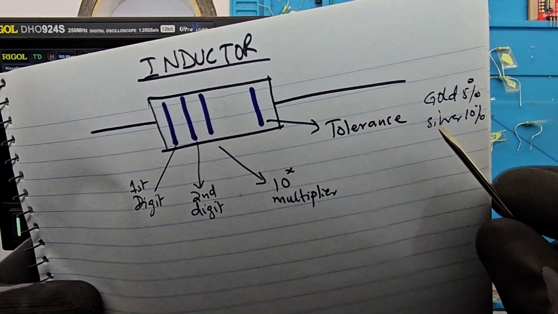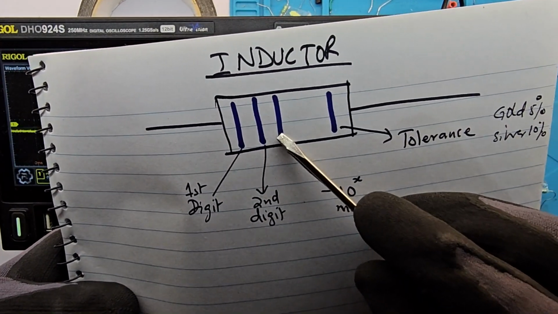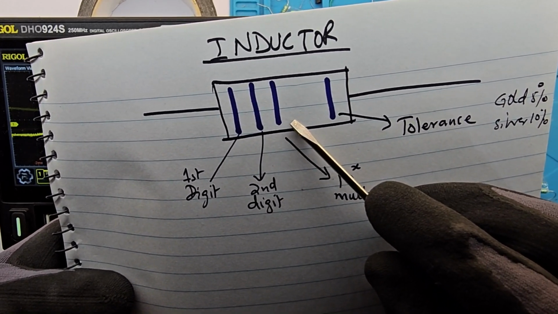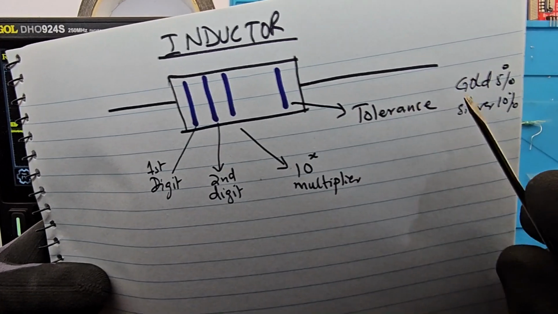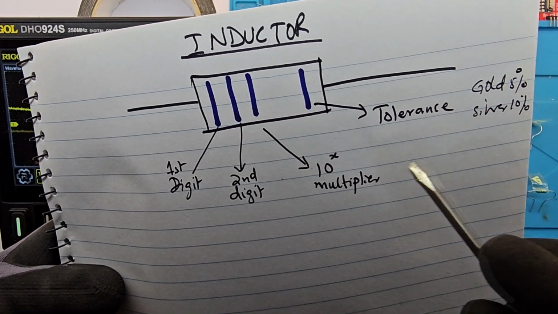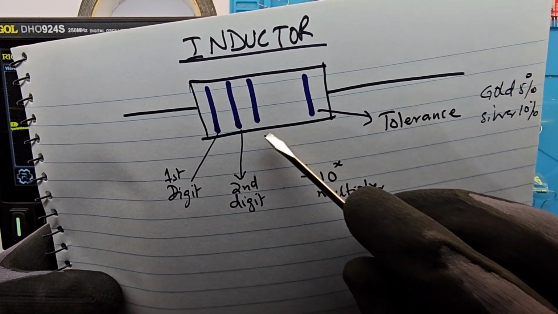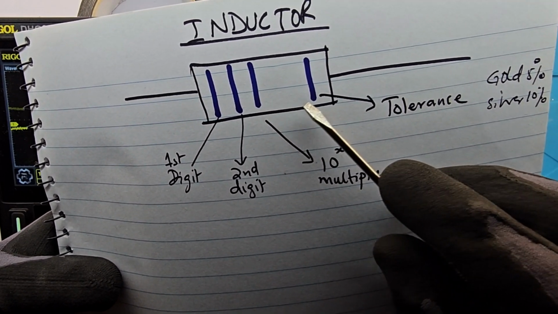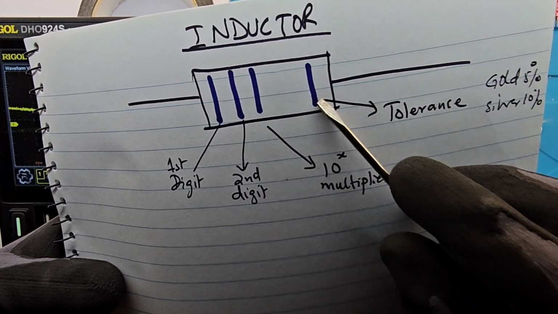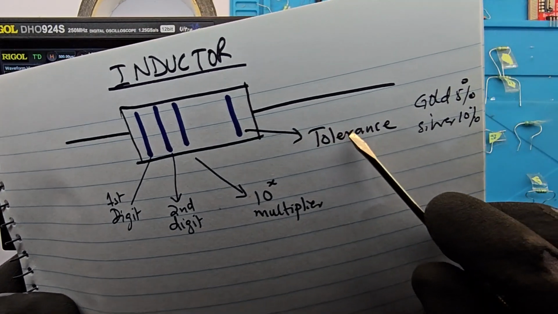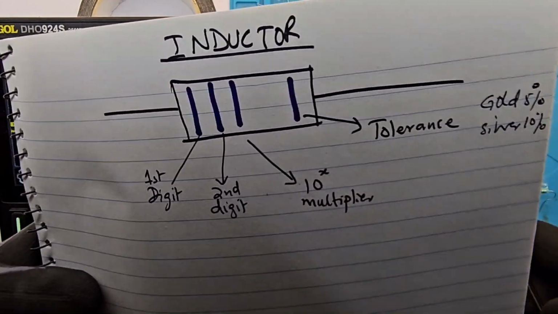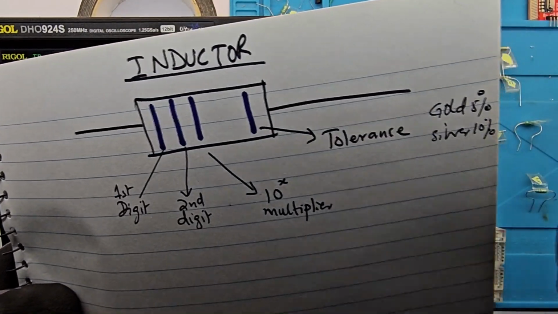Then we have tolerance. If the third band is gold or silver, it means the multiplier is 0.1 or 0.01. Gold will be 0.1 and silver would be 0.01. But if the gold or silver band is the fourth band, then it's a tolerance. It's 5% or 10% of the value, so the value can fluctuate between those percentages.